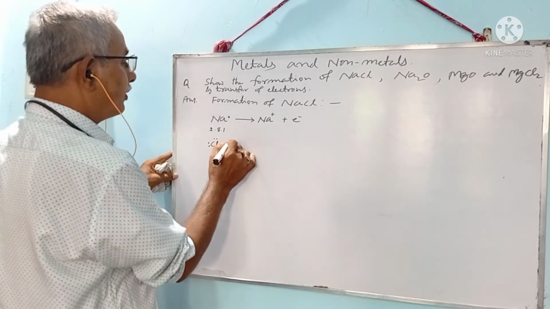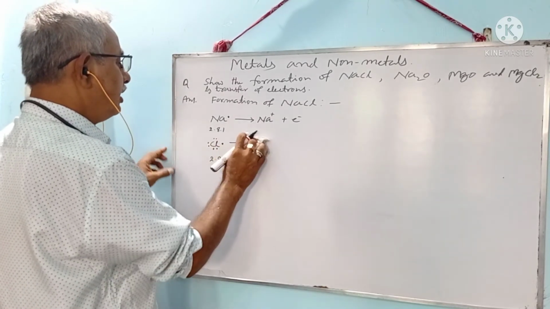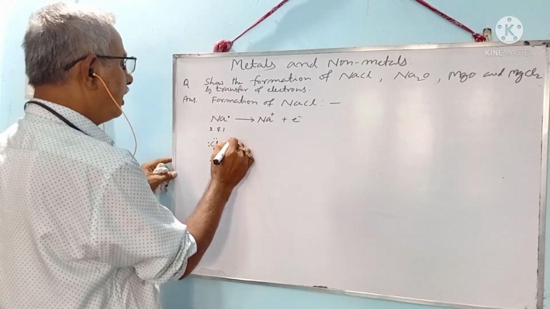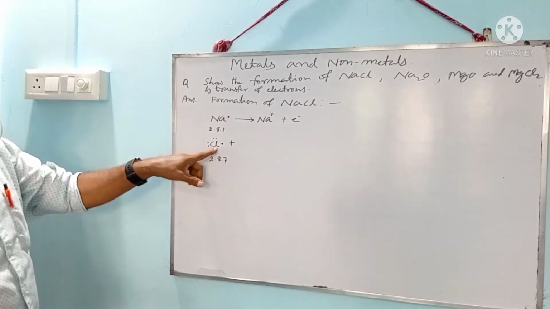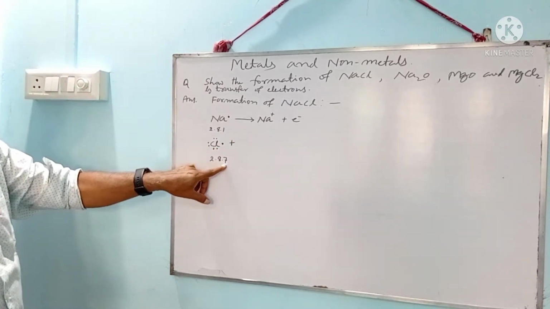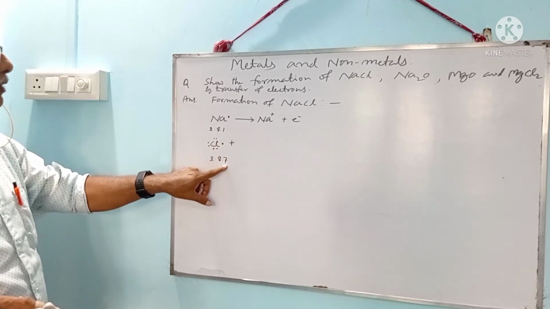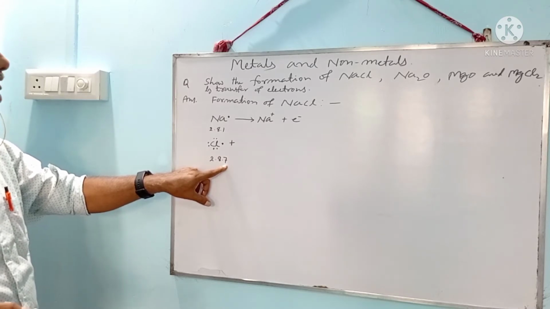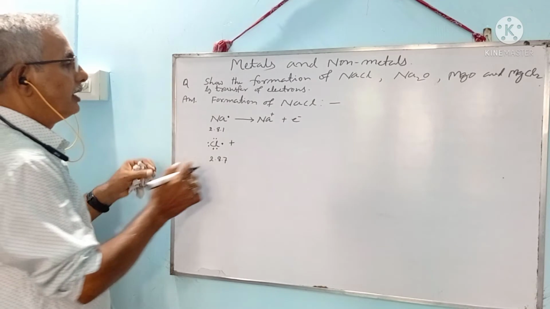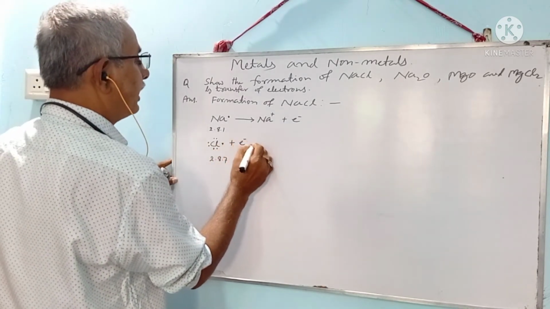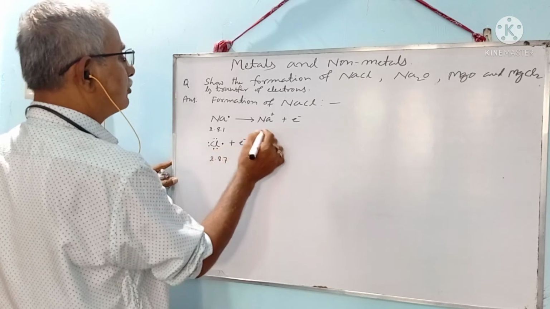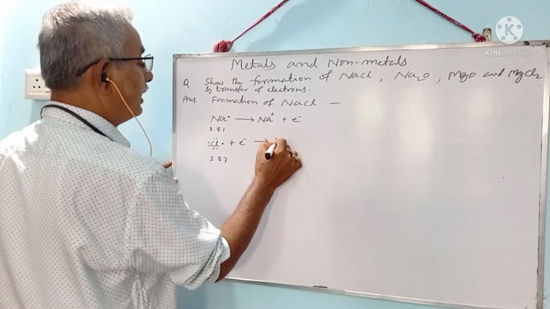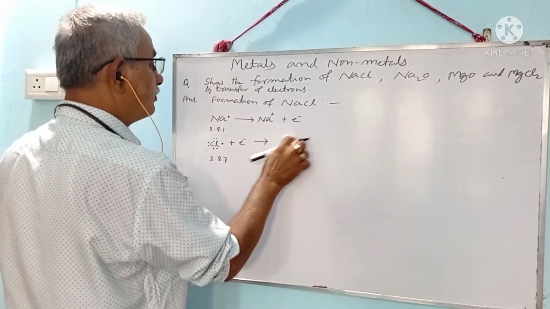Now dear friends, it will gain. Here 1 electron is lost, and here it will gain 1 electron. Why 1 electron? If it gains 1 electron, then here are 7 electrons and it will be 8. So 8 means it will be stable by getting the electronic configuration of its nearest inert element. In this way an electron is gained. So whenever an electron is gained, it forms a negative ion.